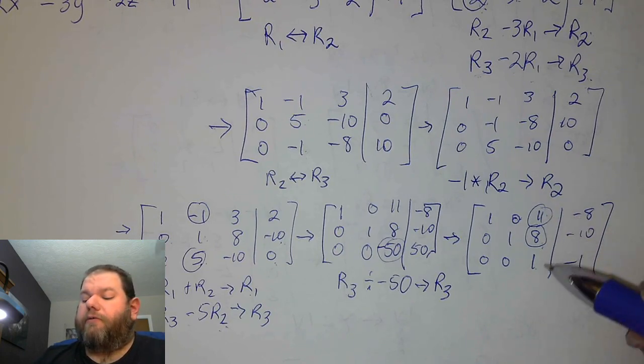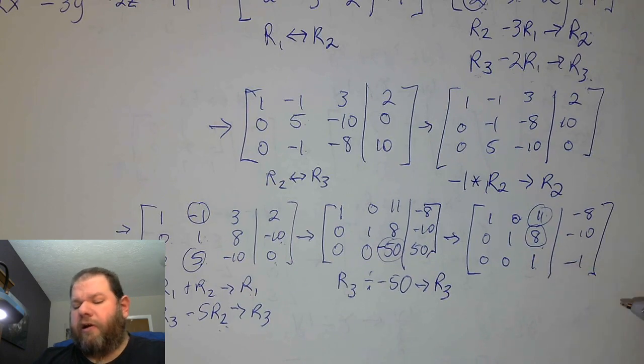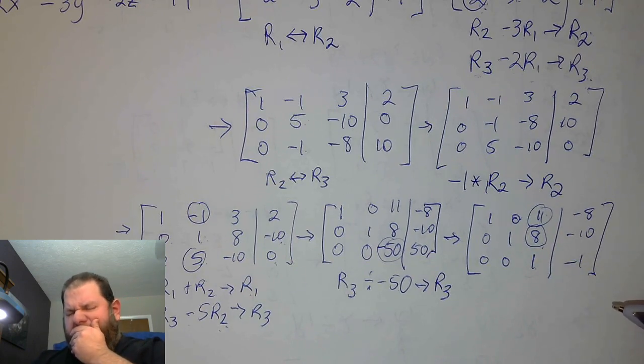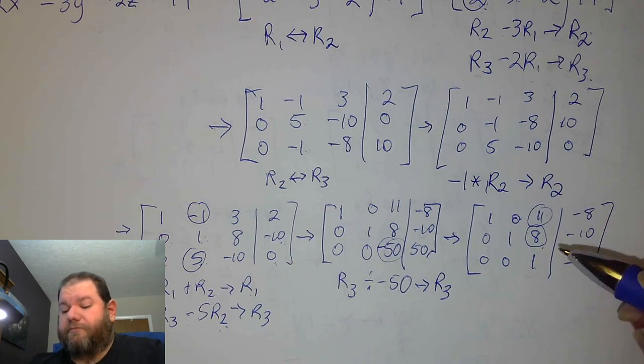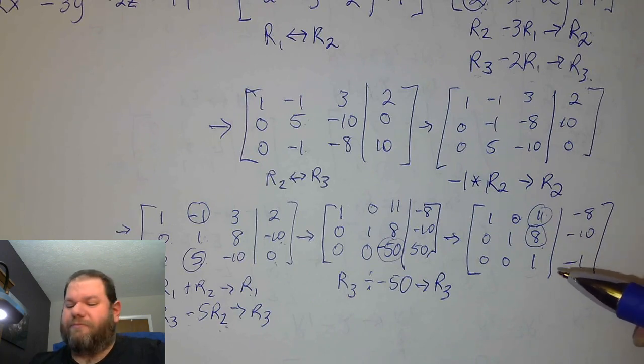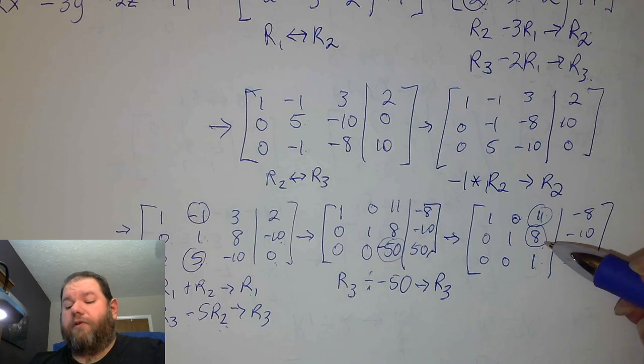Now for these two, we always just want to use this last number here. So for row 2, for instance, we have an 8.